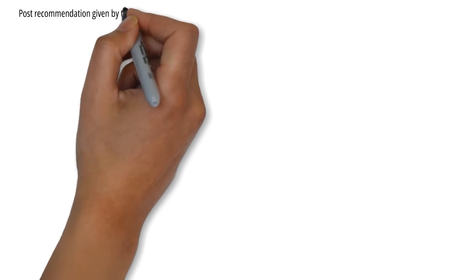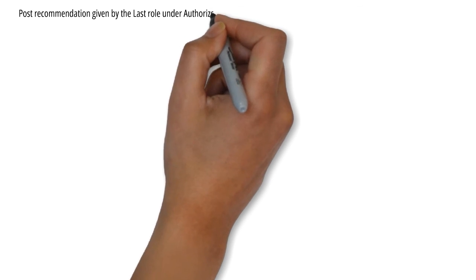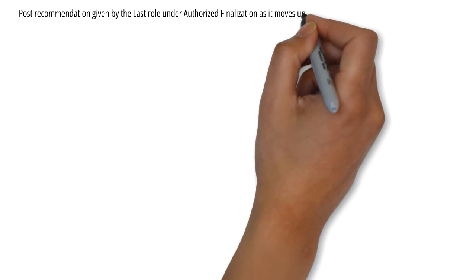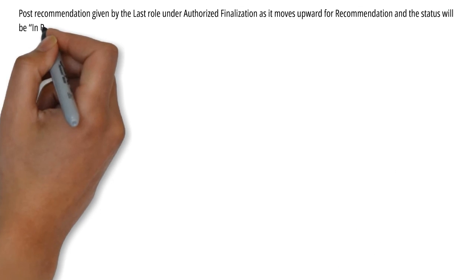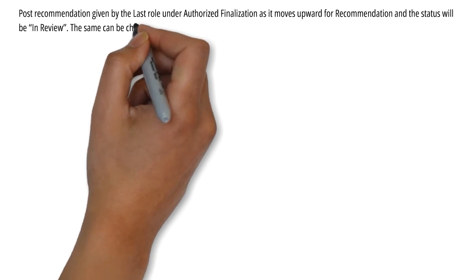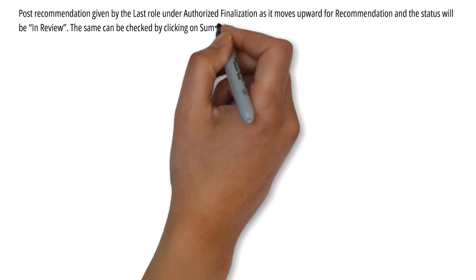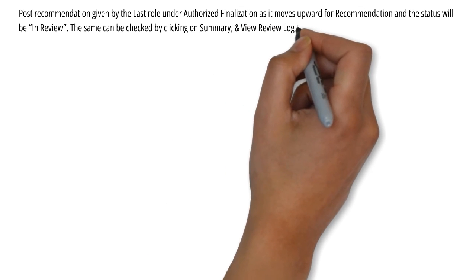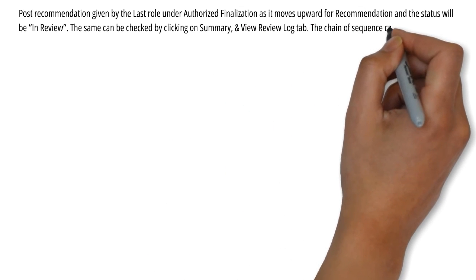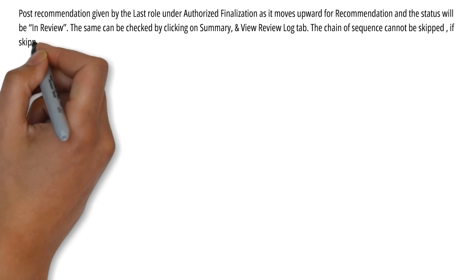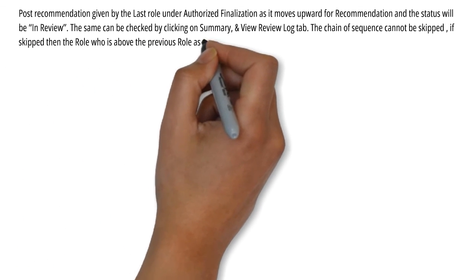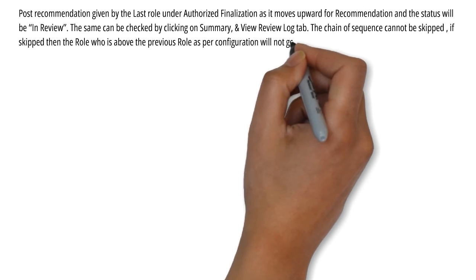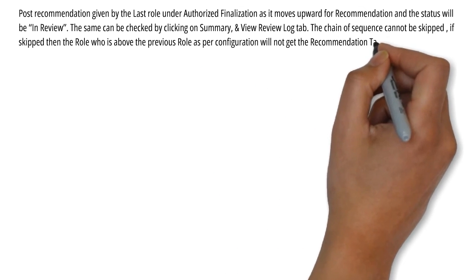Post-recommendation, given by the last role under authorized finalization, as it moves upward for recommendation, and the status will be in review. The same can be checked by clicking on Summary and View Review Log tab. The chain of sequence cannot be skipped. If skipped, then the role, who is above the previous role, as per configuration, will not get the recommendation tab.